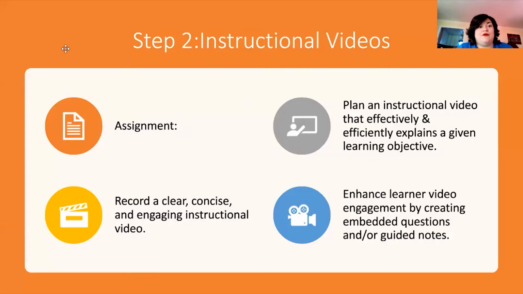So step 2 was to do instructional videos. What we were supposed to do was record clear, concise, engaging instructional videos, plan instructional videos that effectively and efficiently explain a learning objective. So it talked about keeping your videos very short so that you keep the attention span of your students, and then enhance their video by some sort of engagement.